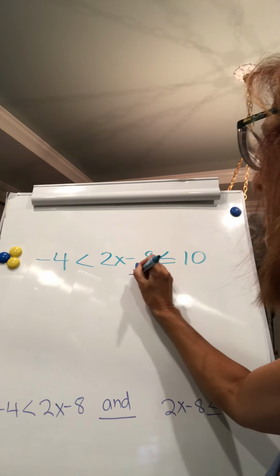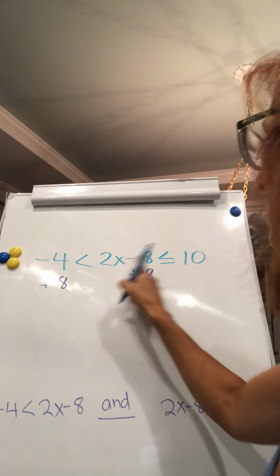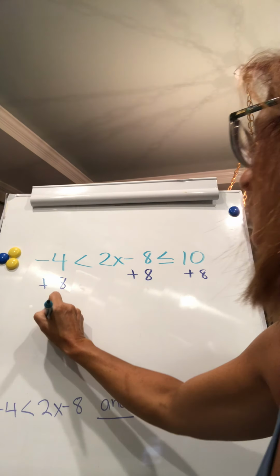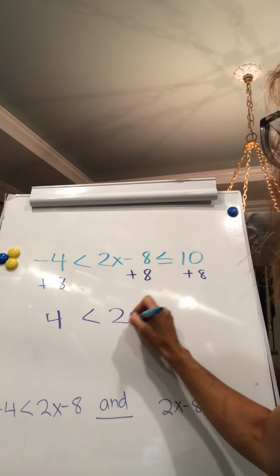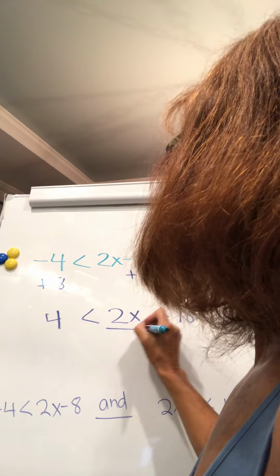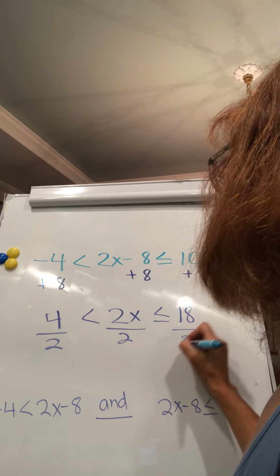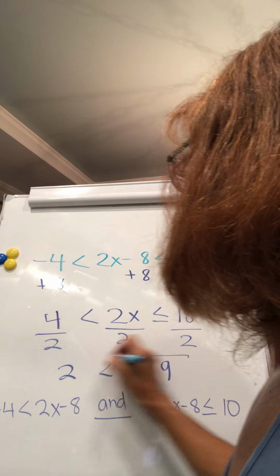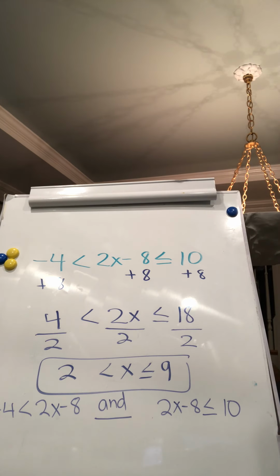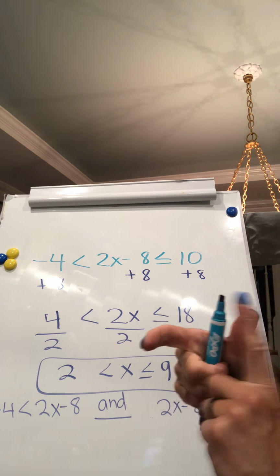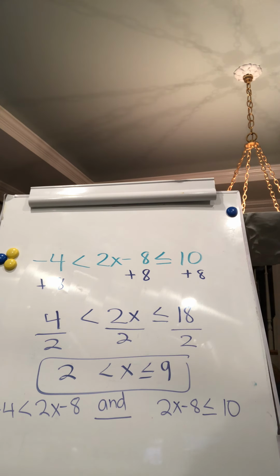To solve this, I'm going to add 8 to get x by itself. So I'm going to add 8 on the left side, and I'm going to add 8 on this side. So I get 4 is less than 2x is less than or equal to 18. I'm going to divide everything by 2. So I get 2 is less than x is less than or equal to 9. Most of the time when you have a compound inequality or an AND, you're going to have two circles and the shading is going to be in between. Occasionally you'll actually shade the whole number line, but in general that's what it looks like.